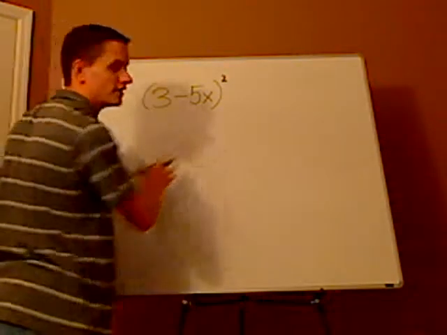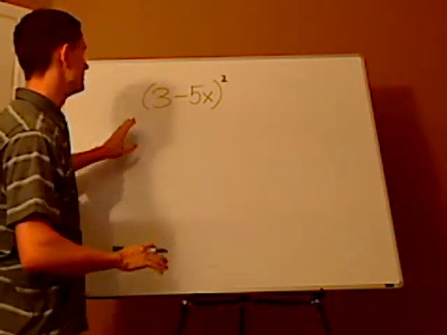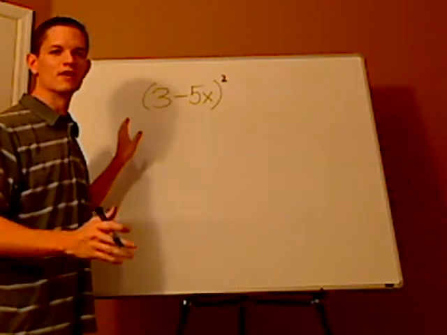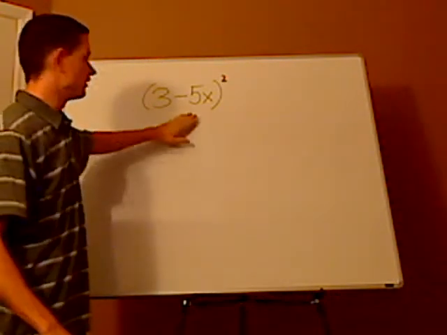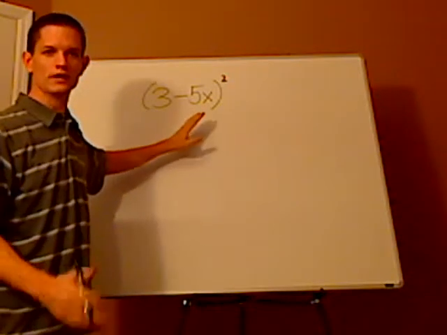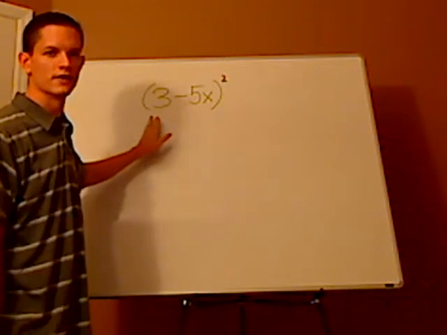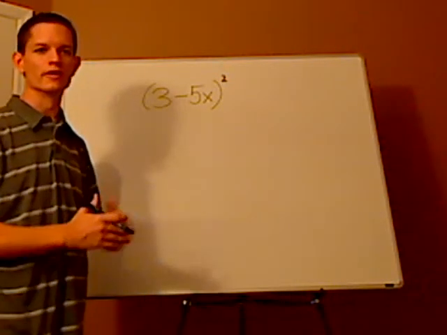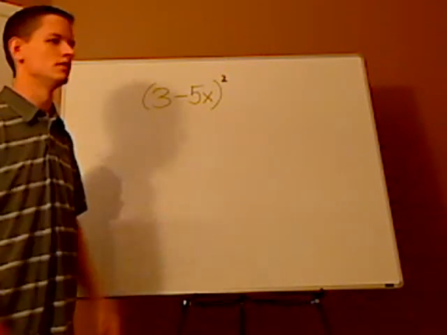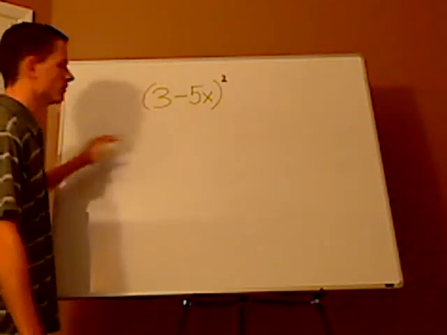Alright, so you have something like this, and there's basically two ways to go about this. One way is a formula that you probably memorize, and I'll do it that way. I'll do it both ways. The other one is foiling. So there's two ways to go about this. And foiling is just simply the distributive property worked out. That's all it is. So let me show you the FOIL method first.